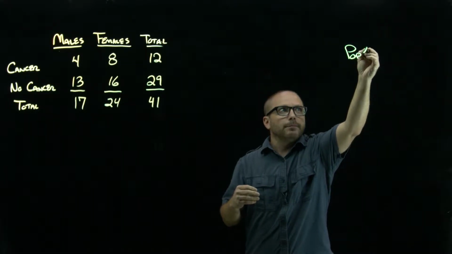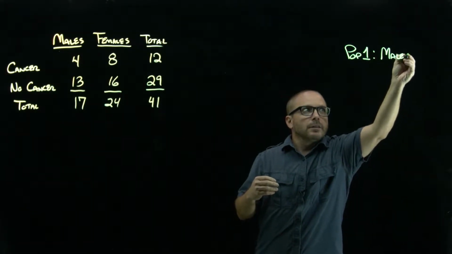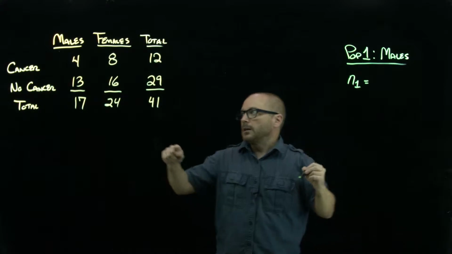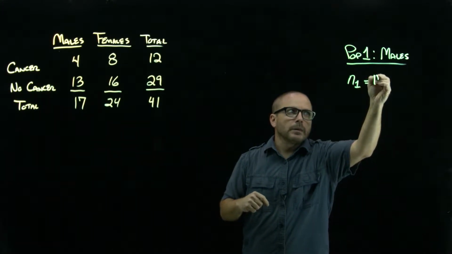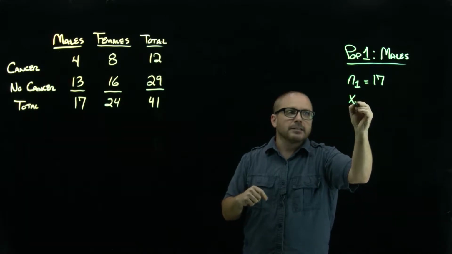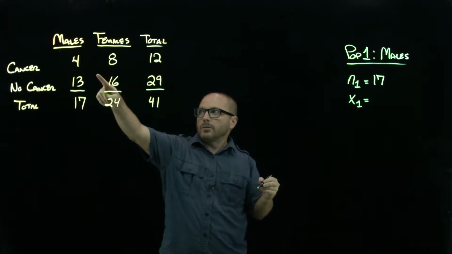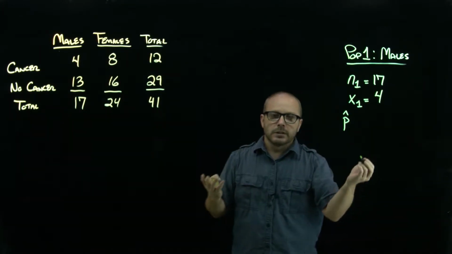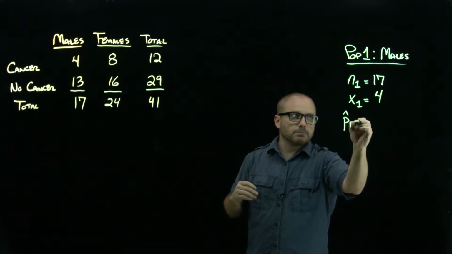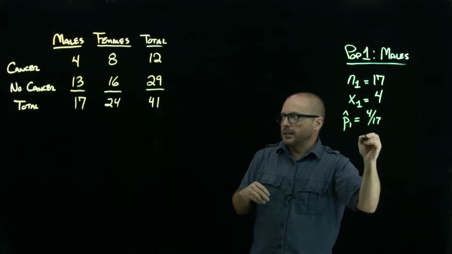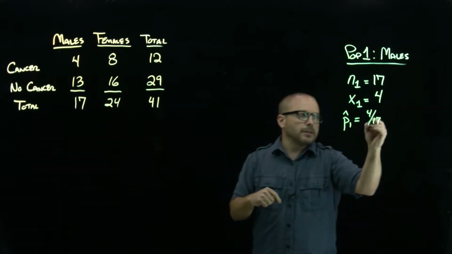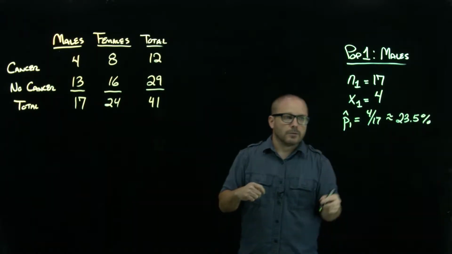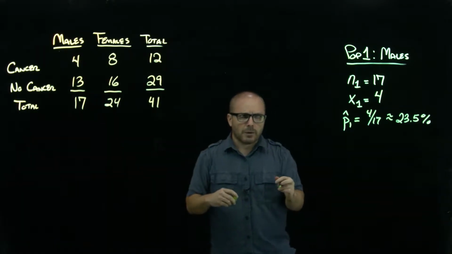in population 1, we'll call that the males. We've been using n for sample size, so now we'll just say n sub 1. We had 17 males in this. And our count was usually an x, so we'll call this x sub 1. There was 4 cancer diagnoses. And then our sample proportion was usually a p hat, so p hat sub 1, 4 out of 17, that's about 23.5%. So that's our cancer rate among the males.